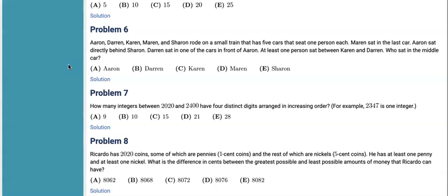No, wait, okay, sorry. So Karen has to sit in the back. So okay, in that case, it has to be Darren, Sharon, Aaron, Karen, and Marin. Darren, Sharon, Karen, Aaron, and Marin. So let's check that. Darren. So Marin is in the last card, that's right.